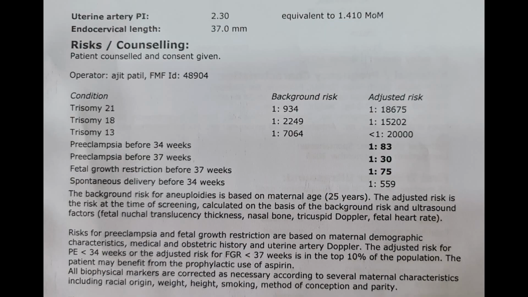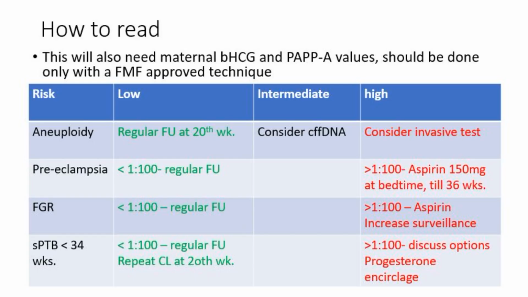When all things are entered into the software, it provides us valuable information about the patient's risk of having an aneuploid gestation, what is the risk of developing preeclampsia before 34 weeks and before 37 weeks, what is the chance of fetal growth restriction, and what is the chance of spontaneous delivery before 34 weeks of gestation. For example, in this given patient, her risk of developing early onset and late onset preeclampsia as well as fetal growth restriction is on the higher side, and therefore aspirin is being recommended. This is a complete NT scan report or a complete FTS report.